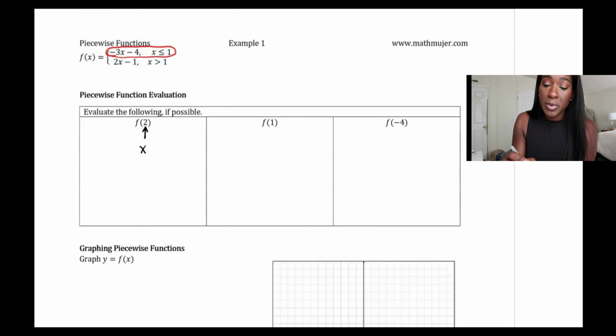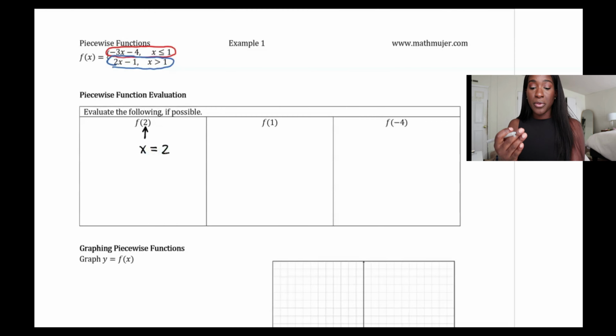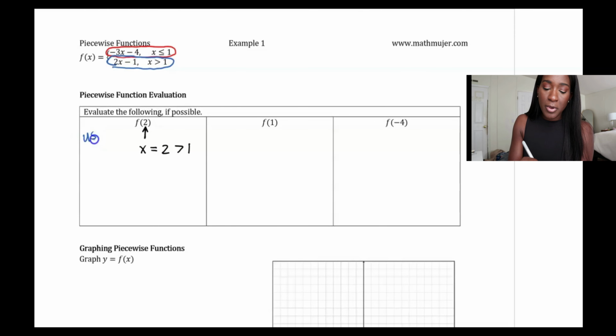Or are we going to be using the second piece, the 2x minus 1 when x is greater than 1? Well, think about what our x value is. Our x value is 2. Which piece does that fall into, the red piece or the blue piece? It falls into the blue piece because 2 is greater than 1. So to evaluate this, I'm going to use piece 2.